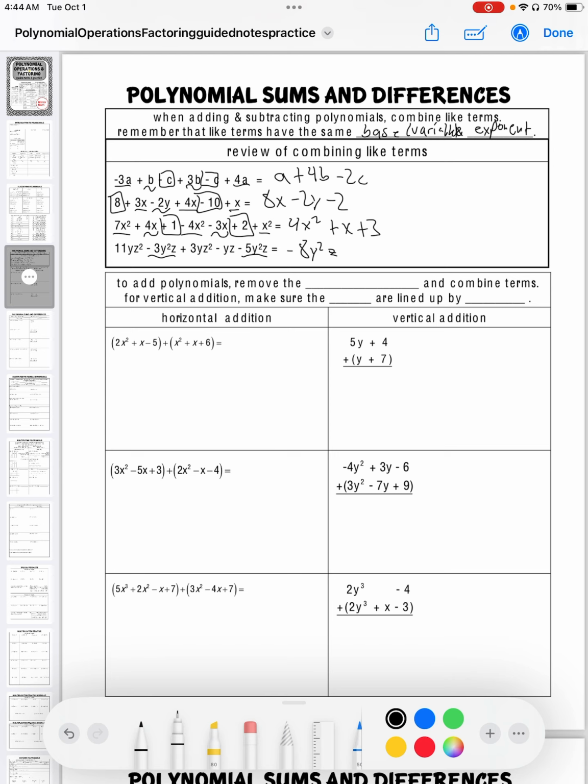Then we have ones that have yz squared. So we have 11yz squared, and then we have 3yz squared. So those would combine to make 14yz squared. And then we have this minus yz term. So we'll have minus yz.